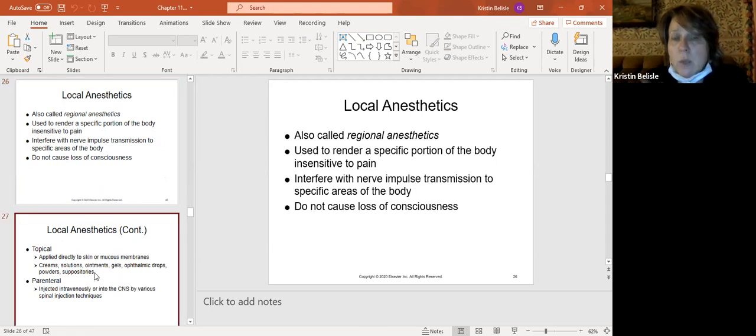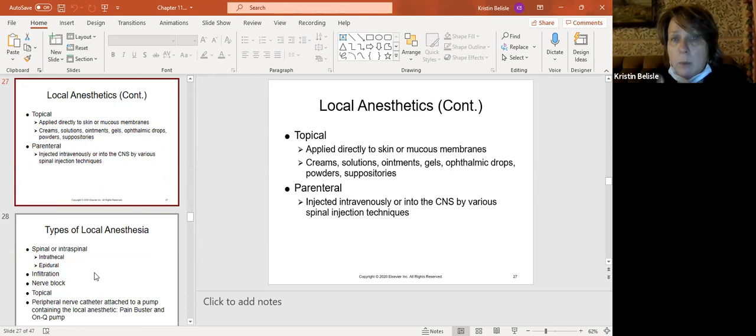So for local anesthetics, we can give it topically, where we apply directly to the skin. We'll do creams. Sometimes we'll put lidocaine cream on before we start IVs on patients. That's a local anesthetic. It could be a gel. We can do eye drops, different things like that, suppositories. Parenteral is IV. We're giving it IV and into the central nervous system by various spinal injection techniques. So we can inject it too.